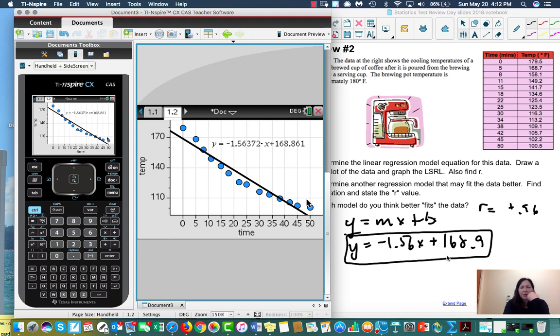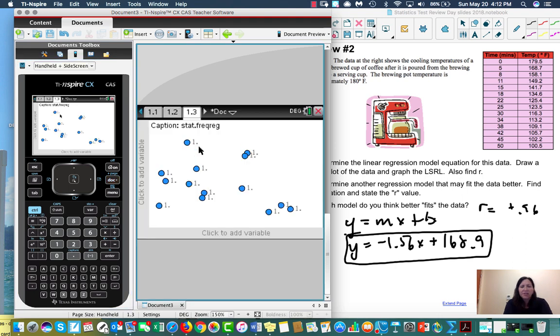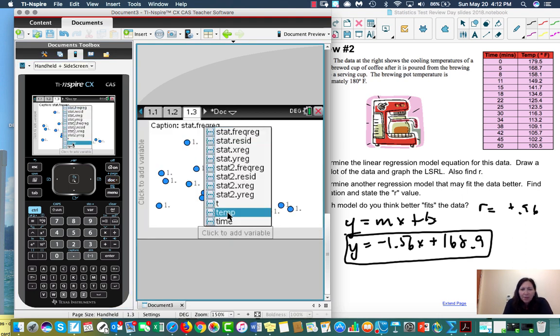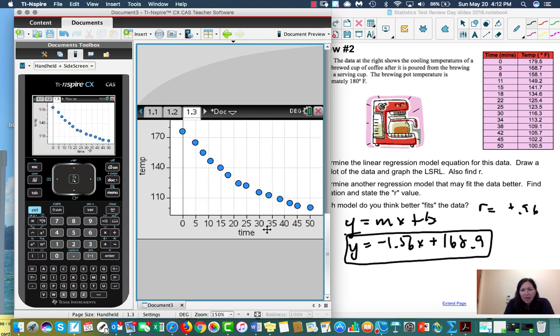Okay, so here's the thing. I'm going to go Control Document, and I'm going to go to Data and Statistics again, and I'm going to type in my time, and over here I'm going to type in my temperature. And there I have the same graph again. See if I look back on the other one. Okay, I got it again.